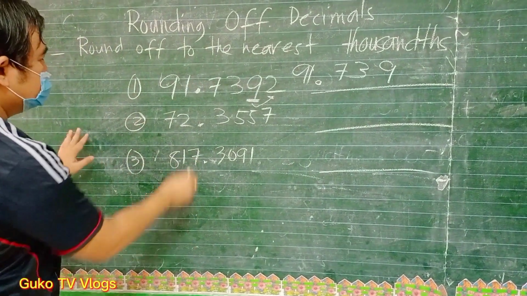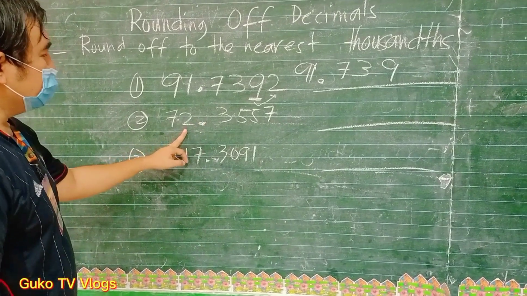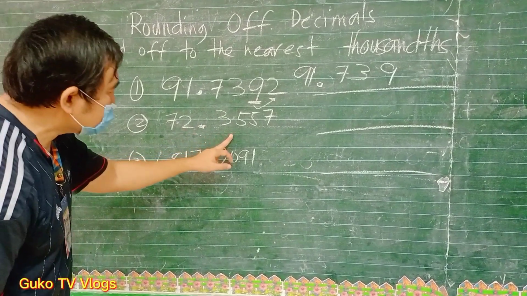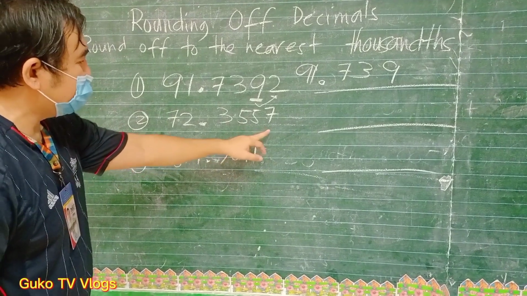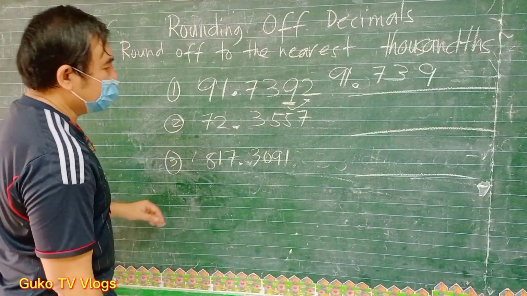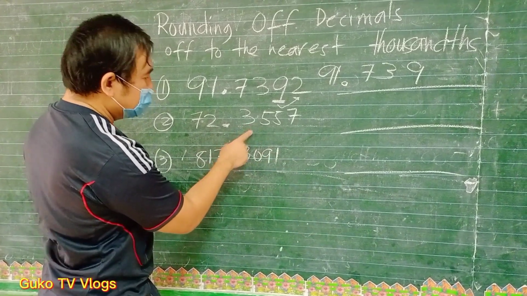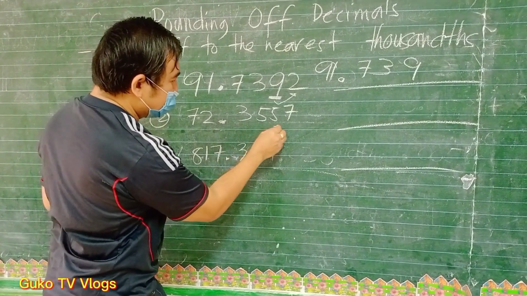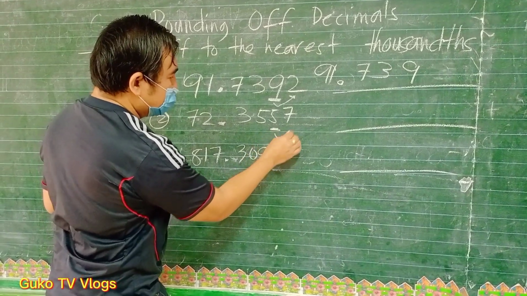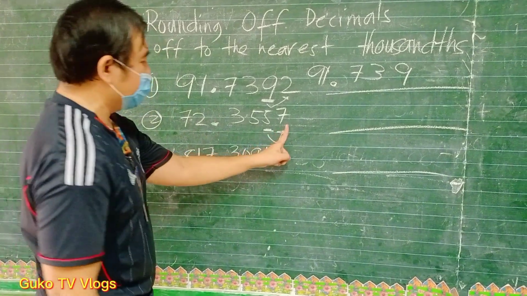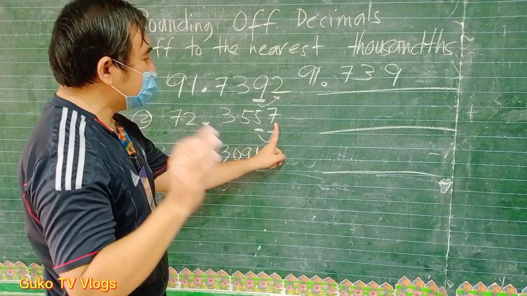Okay. So number 2, 72 and 3,557 ten-thousandths. Again, the thousandths place. Where is the thousandths place? So we have tenths, hundredths, thousandths. So this is the thousandths place. Look at the number on the right. So this is 7. So 7 is more than 5.